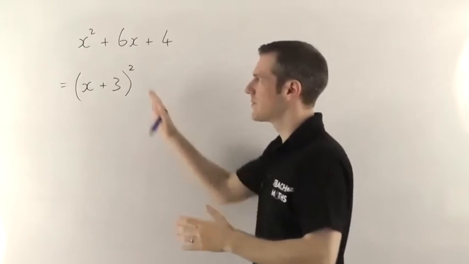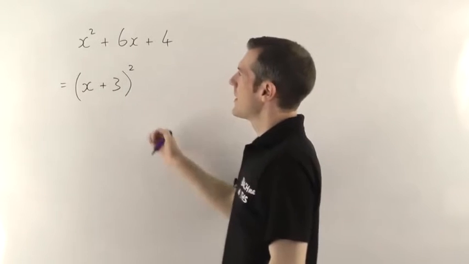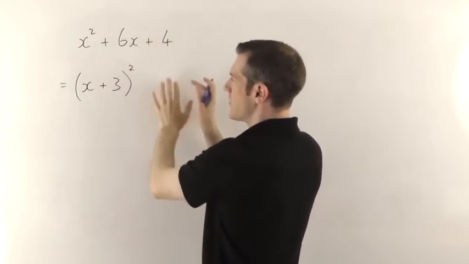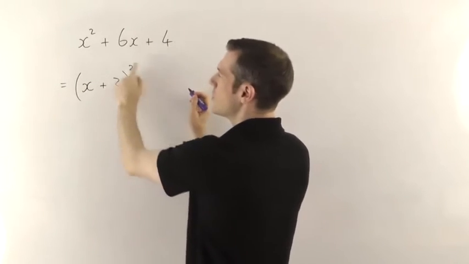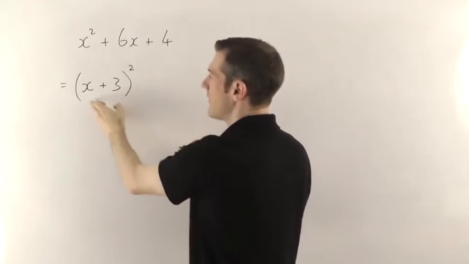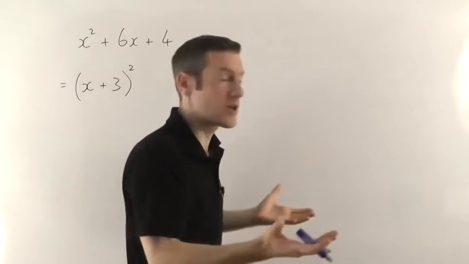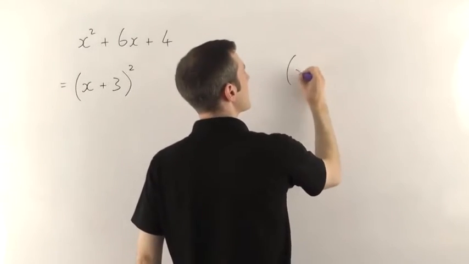Now let me try and explain why and where that comes from. This at the moment is not actually equal to this. Because of the plus 4, there's some other things that we need to add on the end here, but I just want to show you what we've got so far. If I just take x plus 3 squared and expand the brackets and work out what you get, I'll stick that over here.